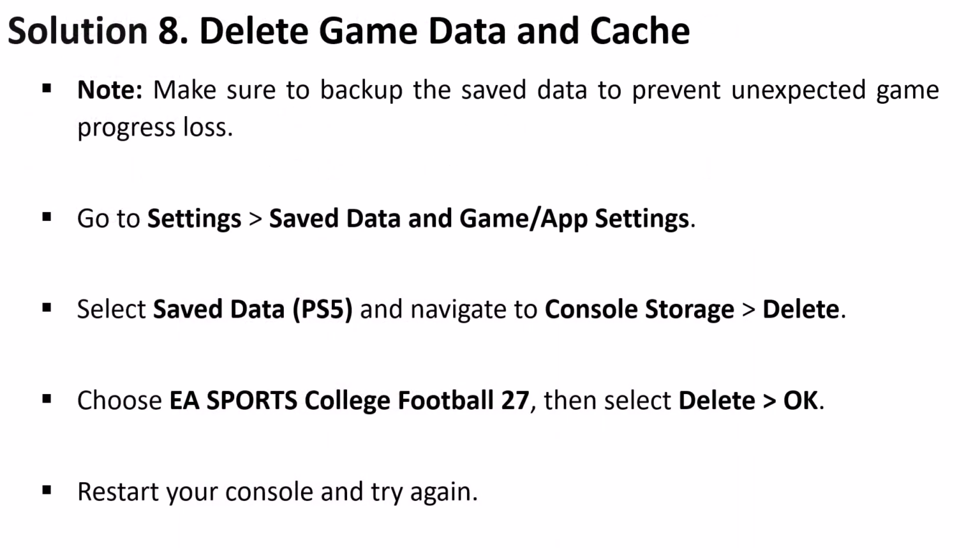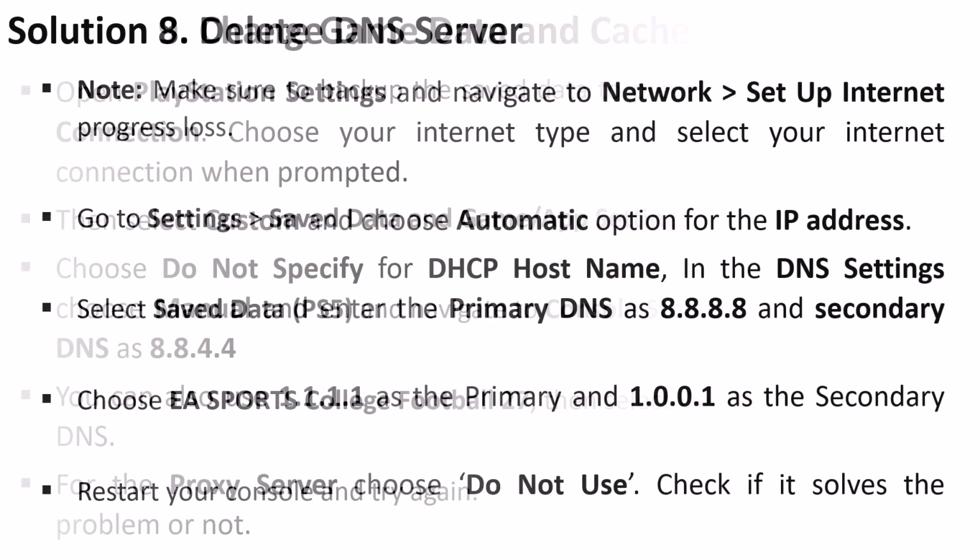Solution 8. Delete game data and cache. Now please take a note, you must back up the save data to prevent unexpected game progress loss. Now go to settings, save data and game/app settings. Select save data PS5 and then navigate to console storage, delete. Select College Football 27 game and then select delete, OK. Now restart your console and then try to launch the game and check.